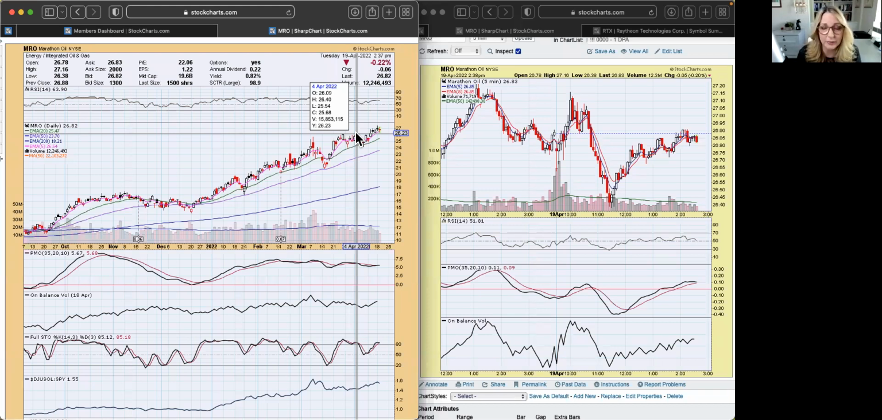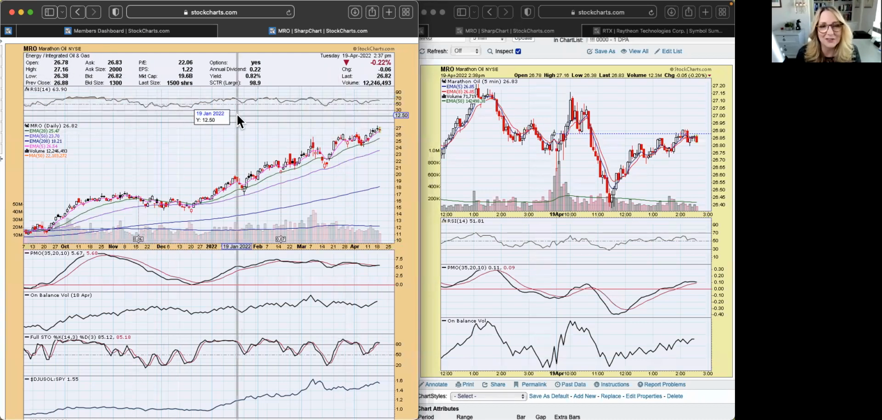I don't see them falling in a major way. Like I said, maybe consolidation. So I like Marathon just for the fact that I know I like that sector and I know I like this industry group. So what's going on in the chart?